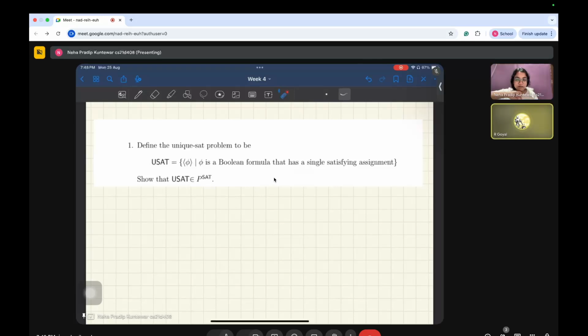So for that, what can I do? If a Boolean formula has only one satisfying assignment and not many, how do I ensure the uniqueness? Probably I can take the union of this Boolean formula with itself. No, no, no. If I take the intersection, no, this won't work. So how do I ensure that this oracle says yes only when this Boolean formula has a single satisfying assignment?